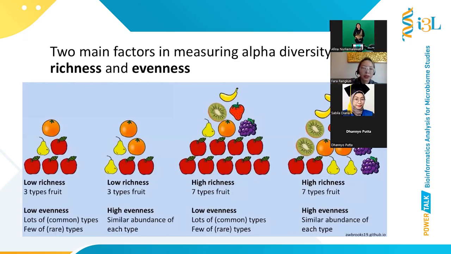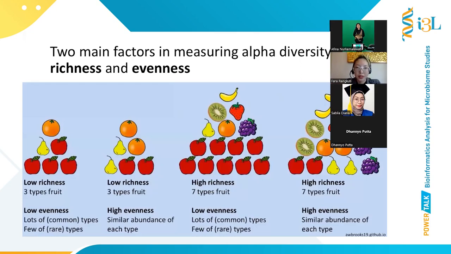So there are two oranges, two pears, two apples. And it's the same thing with the last two communities. You have a high richness, but within this same richness, you can still have low evenness and high evenness. I hope this is clear, because I'm going to show you in the next slide just a small quiz.